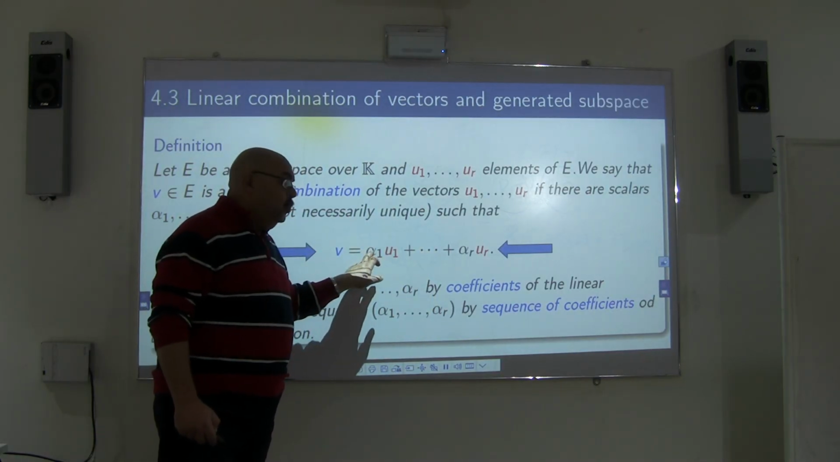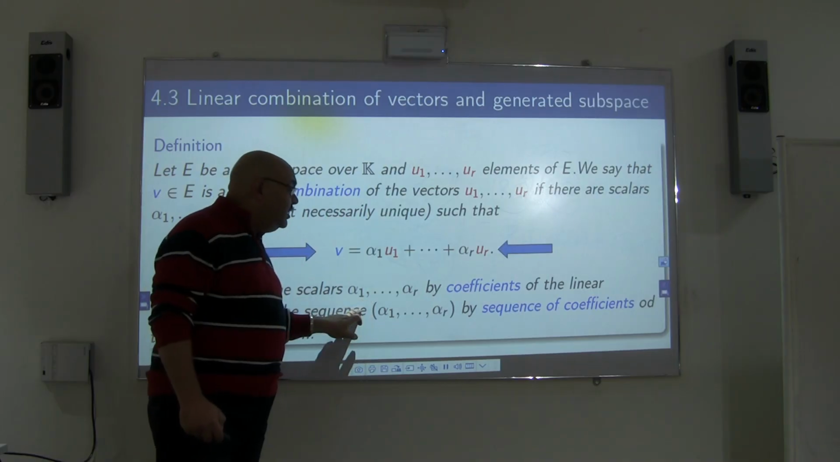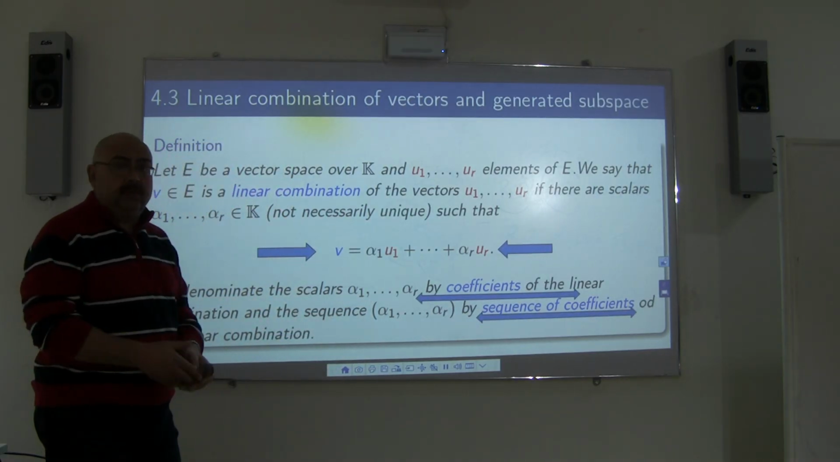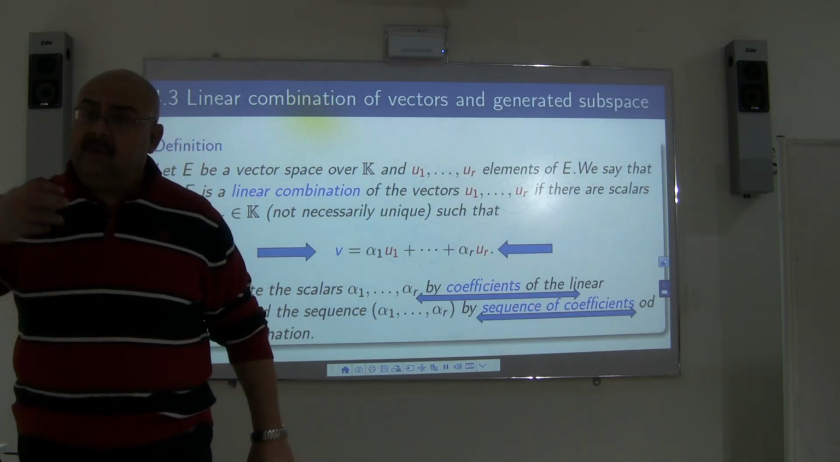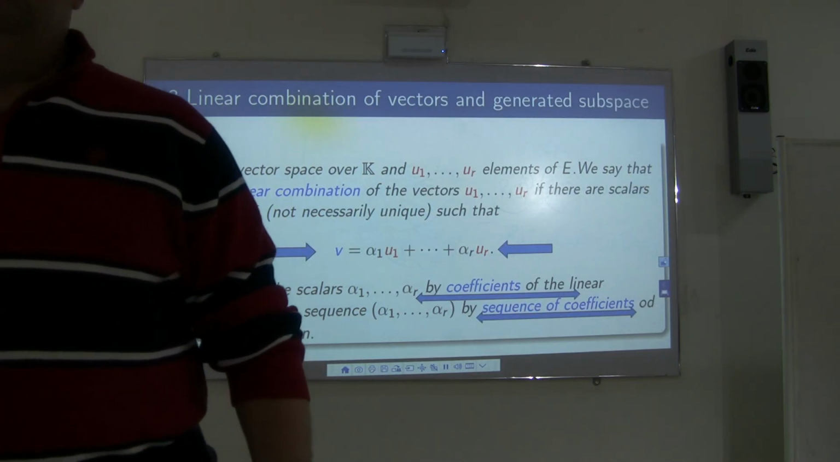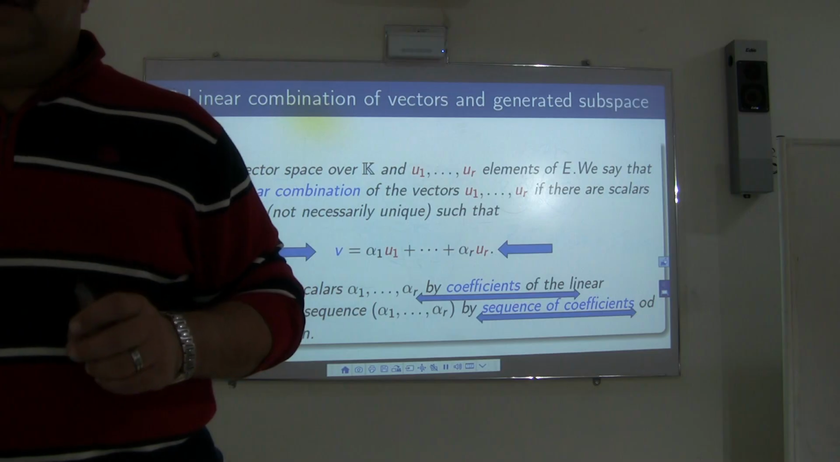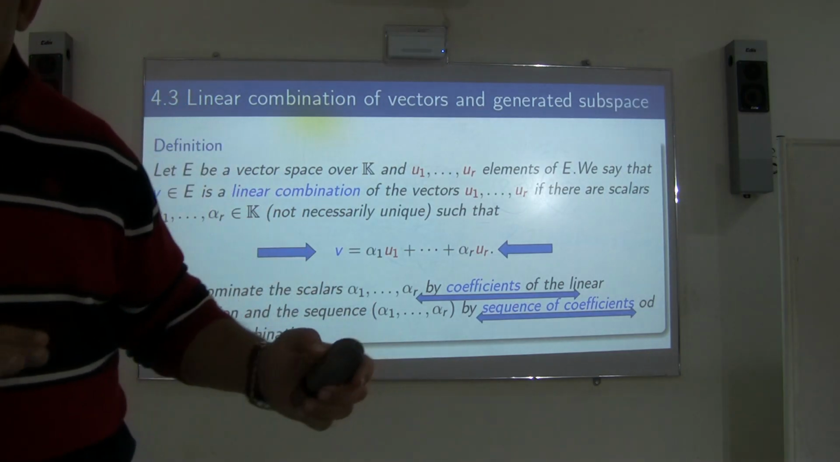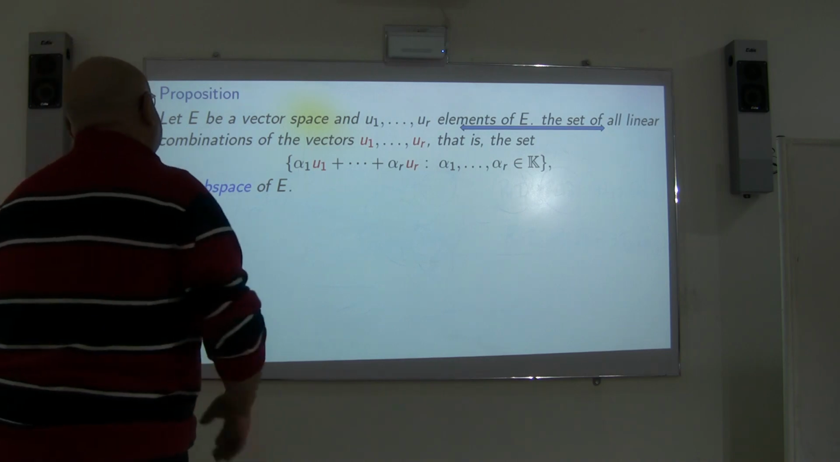And the order of these values is called a sequence of coefficients. So I have the coefficients and the sequence of coefficients. What's the difference between them? The coefficients are the numbers by themselves. But the sequence is going to link alpha 1 to the first vector, alpha 2 to the second vector, and so on, okay? Okay, very good.